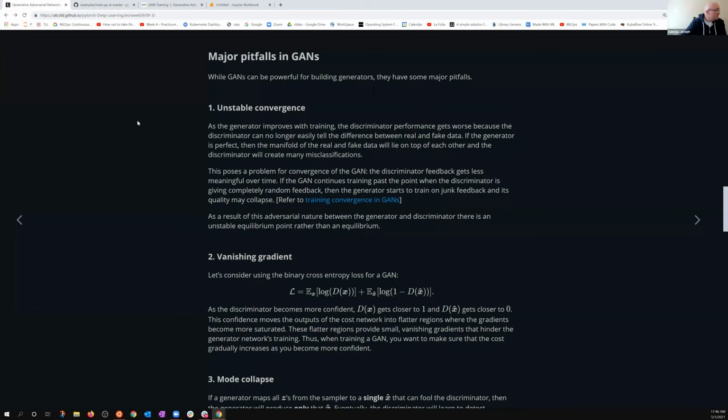So yeah, let me go back to this. We've covered unstable convergence. The second one I'm less clear about as well, which is the vanishing gradient. So the way it's explained, I'd appreciate someone jumping in to correct me. Essentially, as the discriminator gets more confident, I think they're saying, it goes closer to 1 for real as it becomes better at discriminating.